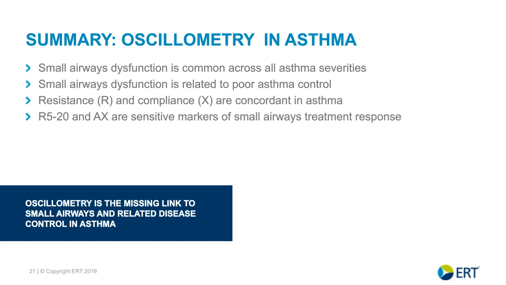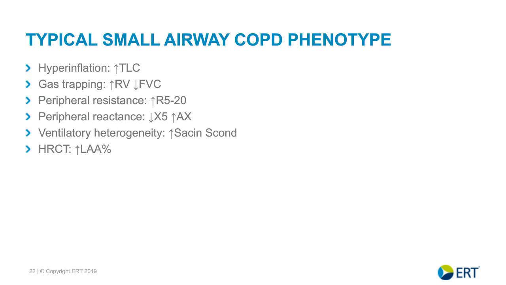So let's move on to COPD now. We've covered asthma. And this is, I would say, a typical small airway phenotype of a patient with COPD, because all patients with COPD have a degree of small airway disease. So a patient on plethysmography will have a high total lung capacity due to hyperinflation. They'll have gas trapping in terms of a high residual volume or a reduced forced vital capacity measured on spirometry.